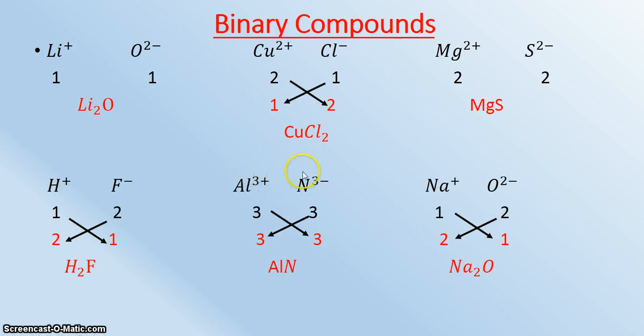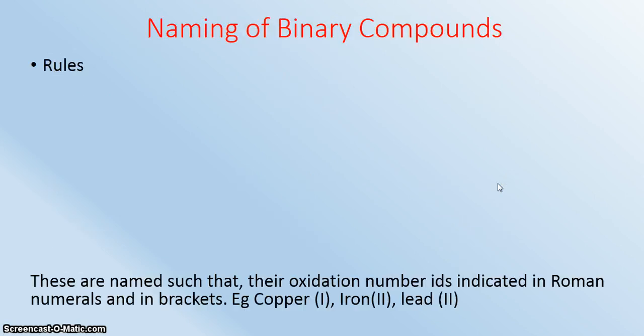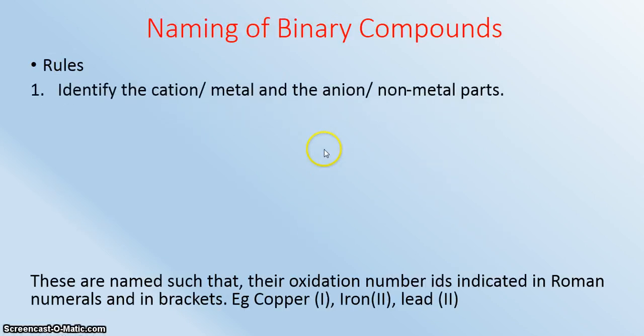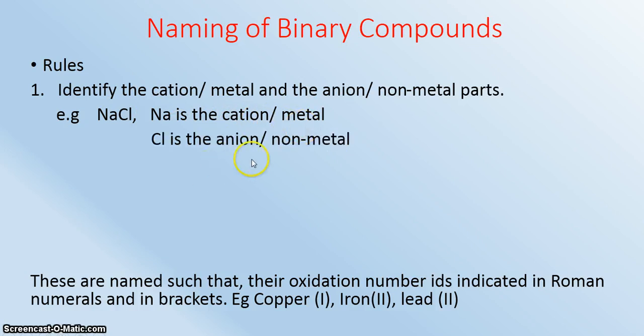So cation, anion, or metal, non-metal. So our rule number 1 says that identify the cation part and then the anion part of your binary compounds. After you do that, for example, sodium chloride, sodium is the cation, the metal, and then we have chlorine being the anion, or the non-metal.